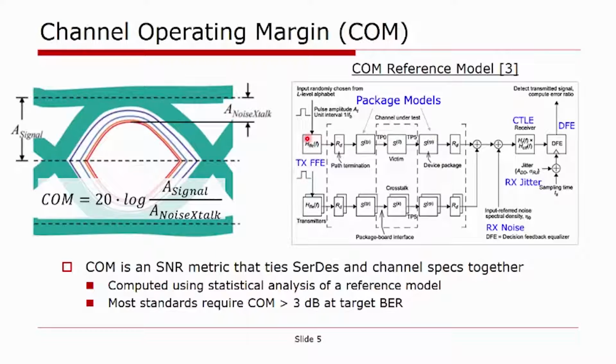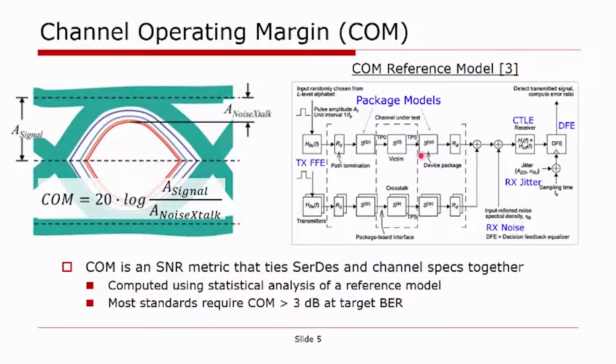So on the transmitter side, we have the transmit feed-forward equalizer, and on the receive side, we have the receive equalizer, jitter, and other impairments. And the channel itself includes not just the physical channel, but also models for the packages on the transmit side and the receive side. The details of the COM calculation are in a reference that I've included at the end of the presentation.